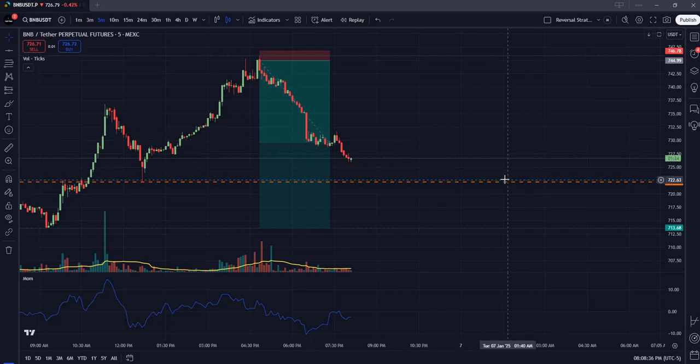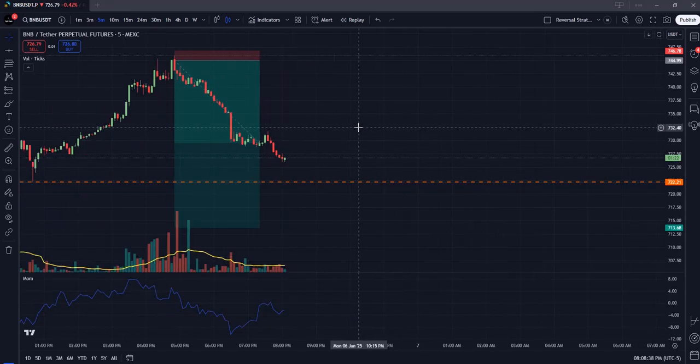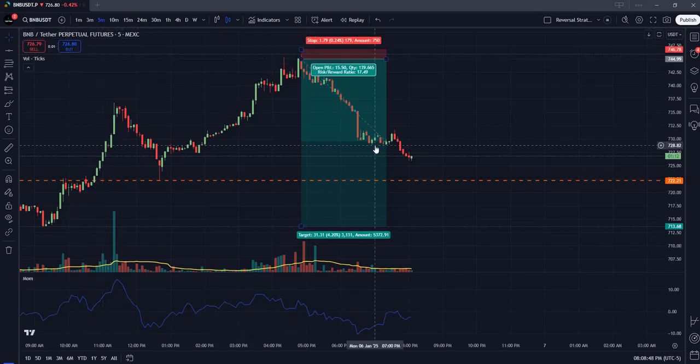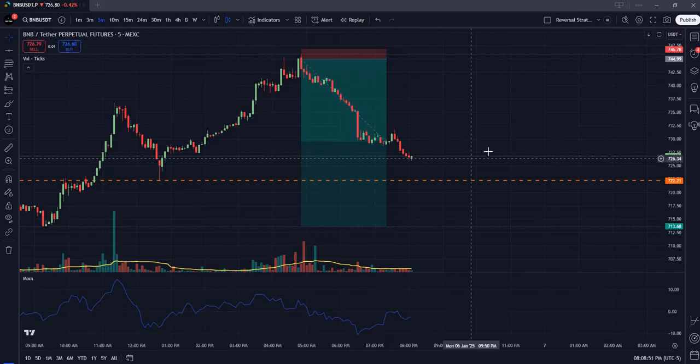So here we are on TradingView. You can see this is a trade that I'm in right now. And this is on BNB futures, 5-minute chart, regular candles of course.